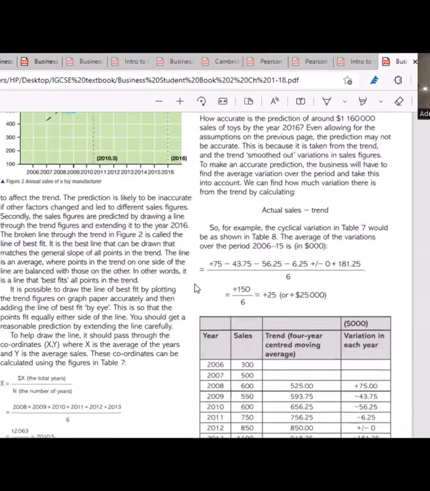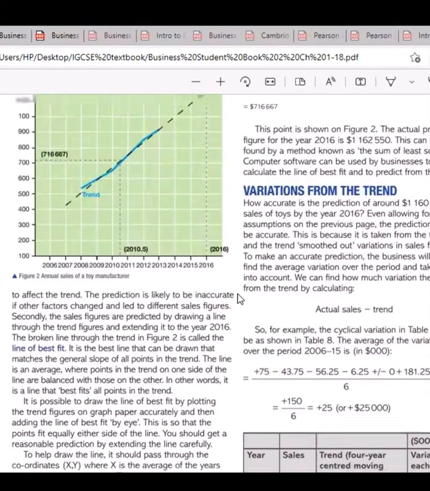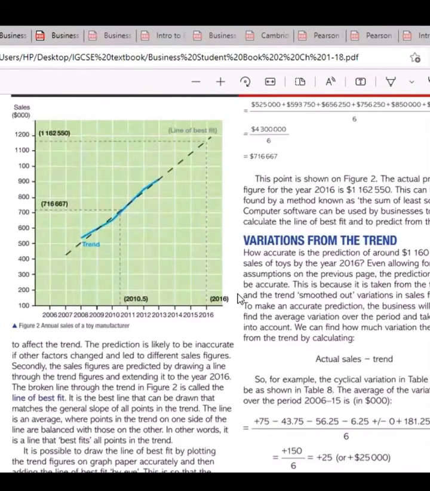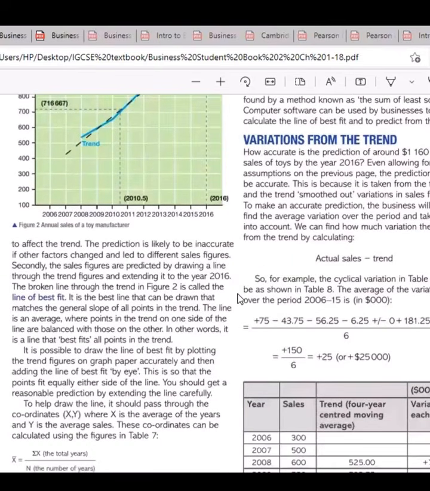For your X, it will be your total number of years. And Y will be the total number of sales. Yes, the number of years for X, that's the vertical axis for X, and the horizontal axis for Y. Are you with me, please? Yes. So for X, it is the total number, that means summation X over N. Summation X over N will give us the average of the years.